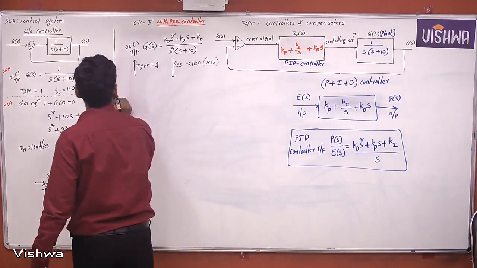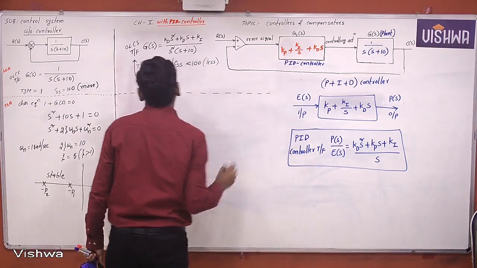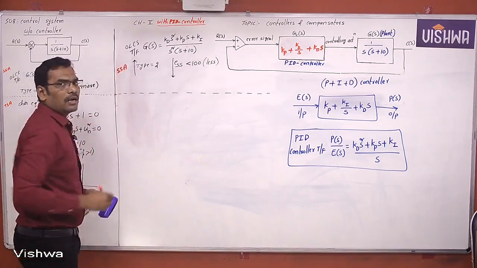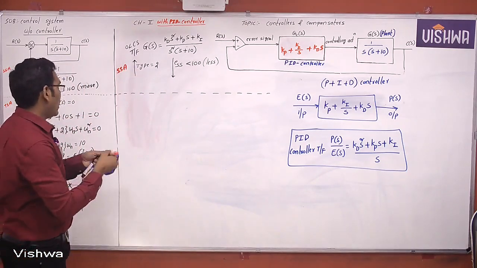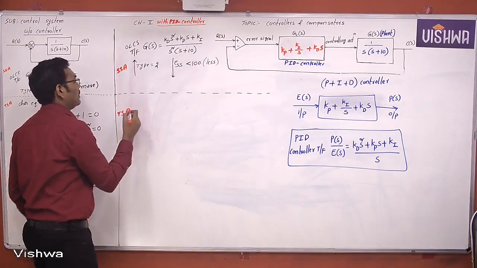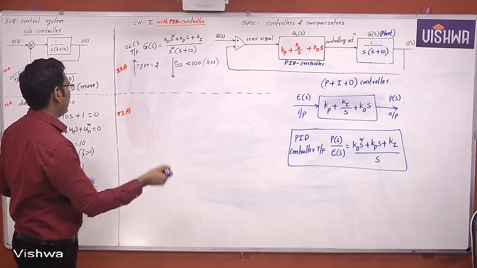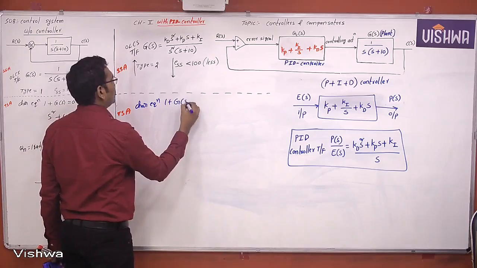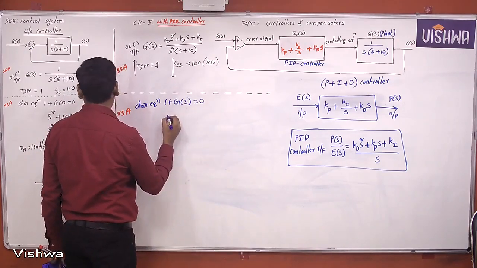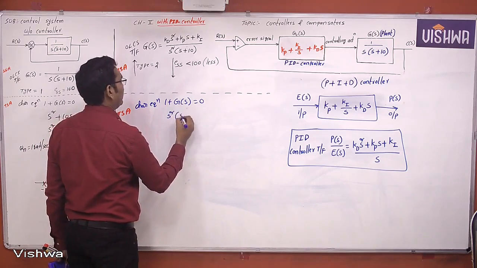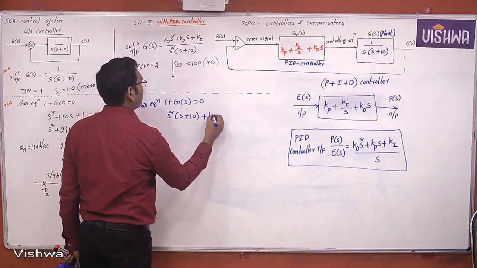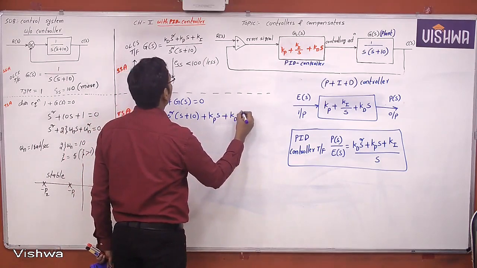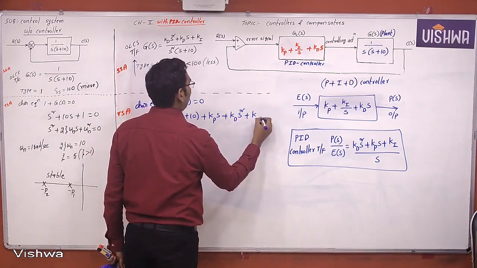Now this is the steady state analysis, the error analysis, right? Now what about the transient state analysis? For the transient state analysis, we have to identify the characteristic equation, 1 plus G(s) equal to 0. That gives s²(s + 10) plus Kp s plus Kd s² plus Ki equal to 0.